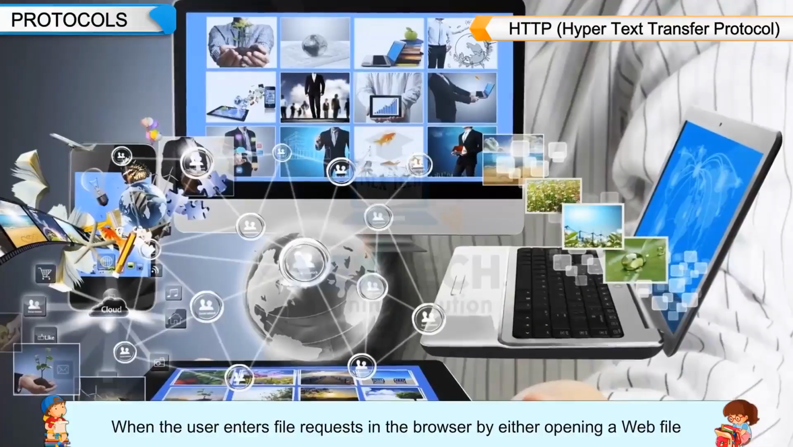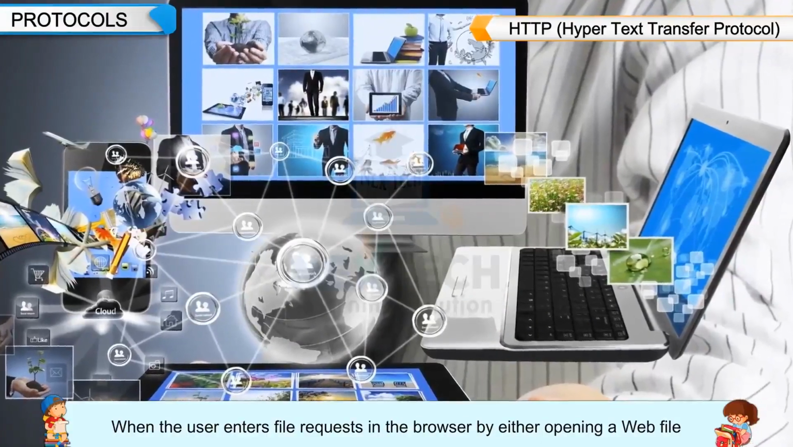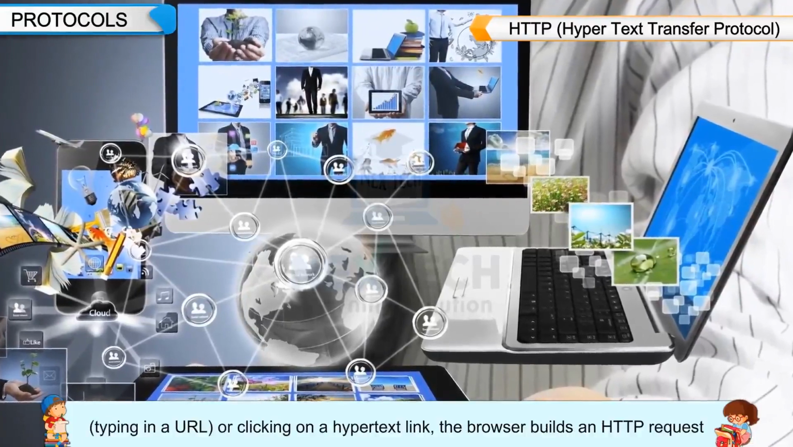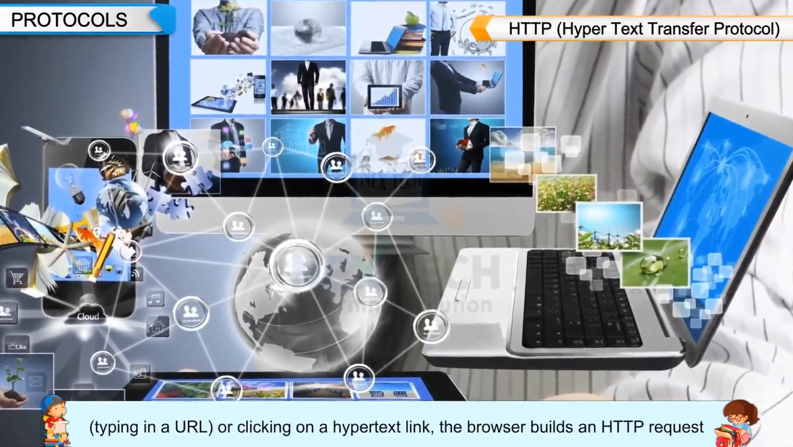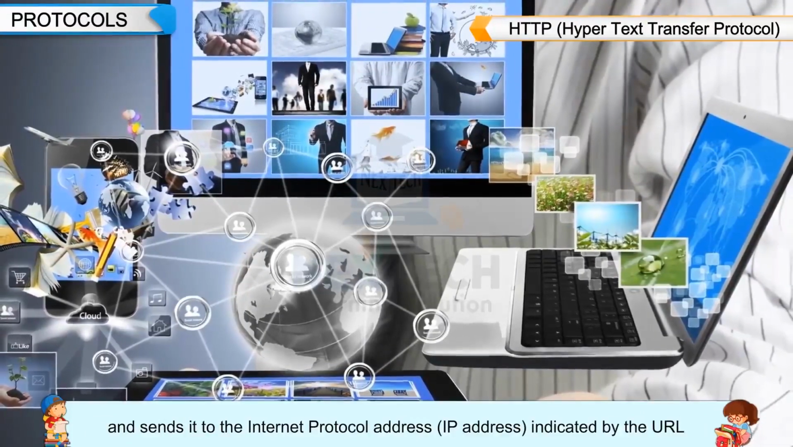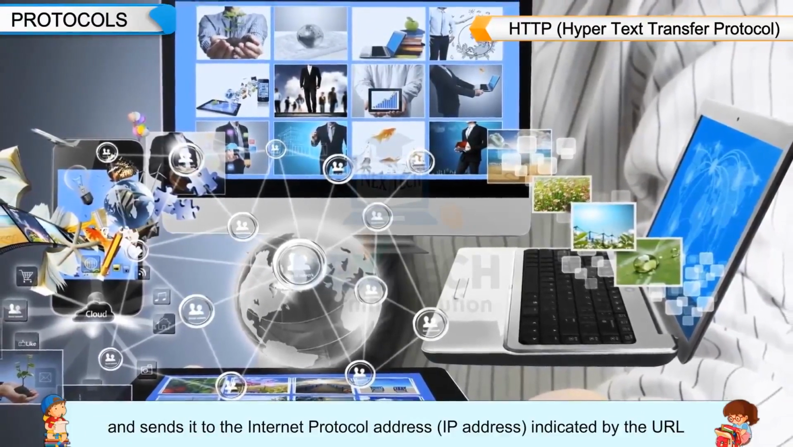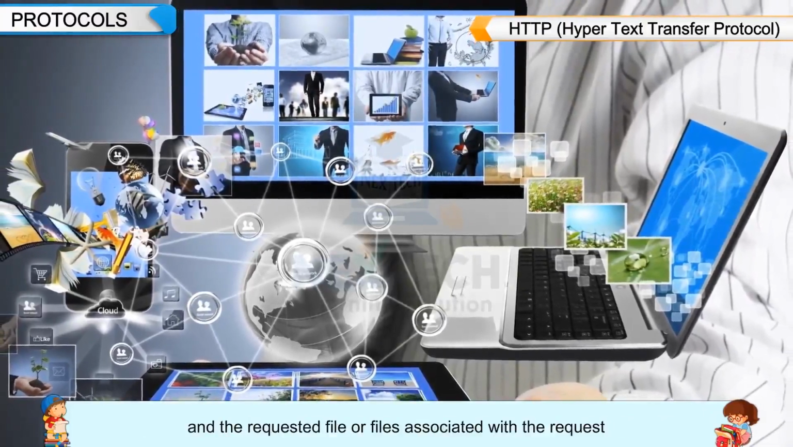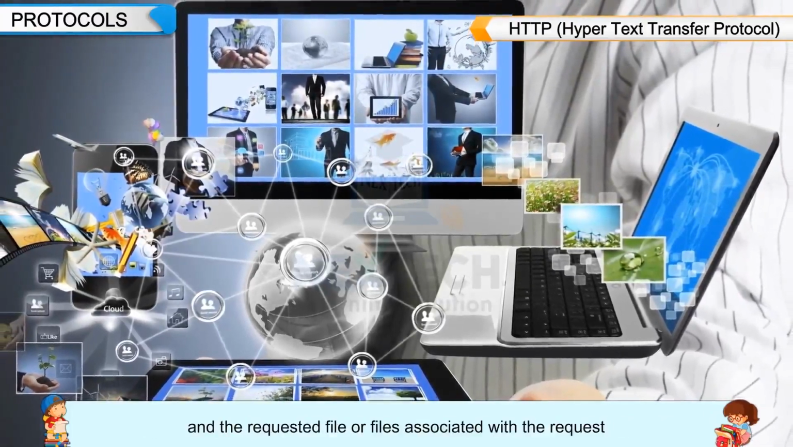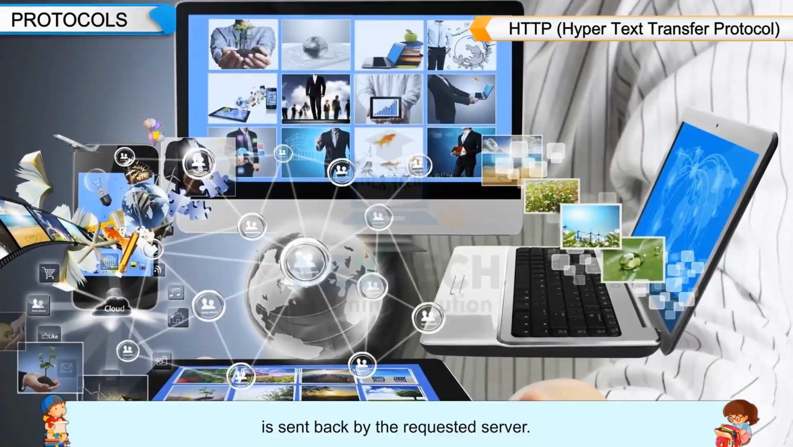When the user enters file requests in the browser by either opening a web file, typing in a URL, or clicking on a hypertext link, the browser builds an HTTP request and sends it to the Internet Protocol address, IP address, indicated by the URL, and the requested file or files associated with the request is sent back by the requested server.